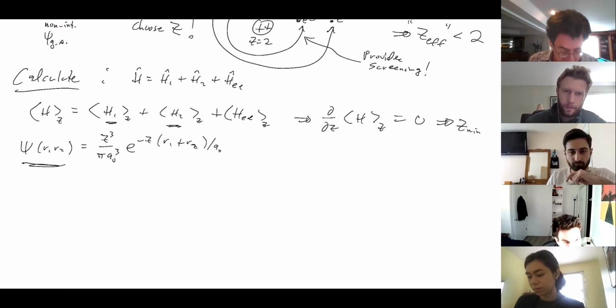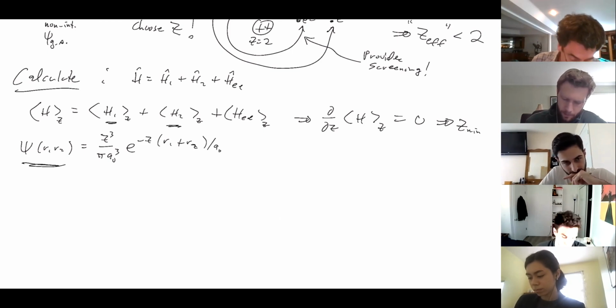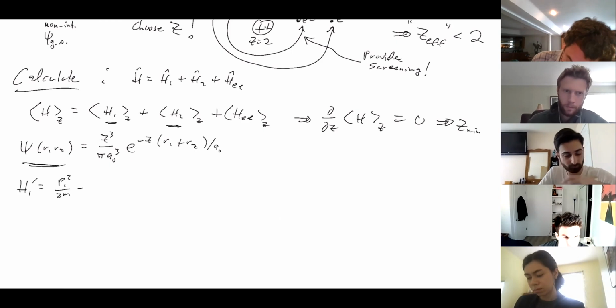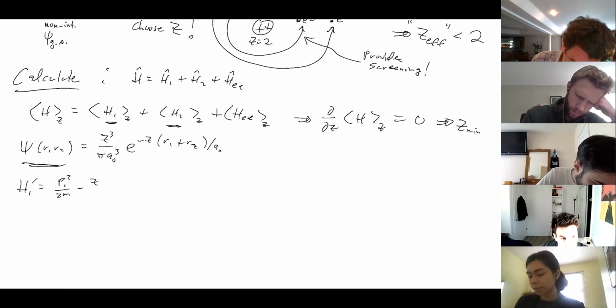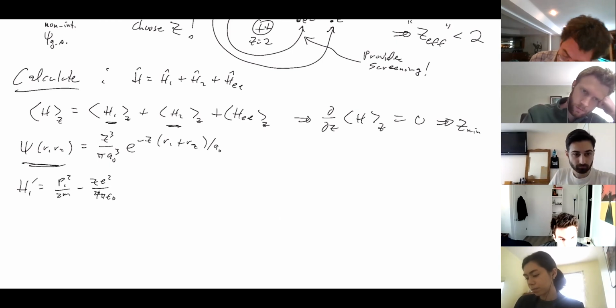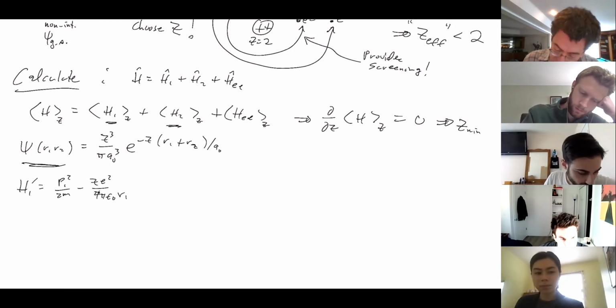So let's do a very clever thing. Let's define this. H1 prime is equal to P1 squared over 2m minus z e squared over 4 pi epsilon naught r1. Now, this psi is an eigenstate of H1 prime.